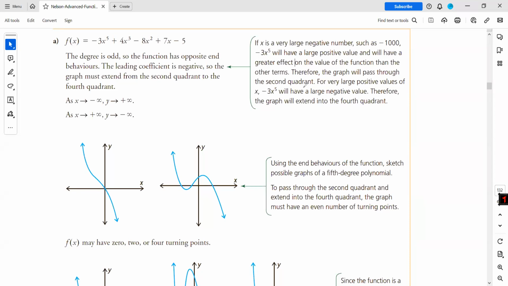Therefore, the graph will pass through the second quadrant, and for very large positive values of x, negative 3x to the fifth power will have a large negative value. Therefore, the graph will extend into the fourth quadrant. Okay, using the end behavior of the function, we can sketch the possible graphs of a fifth degree polynomial. To pass through the second quadrant and extend into the fourth quadrant, the graph must have an even number of turning points.